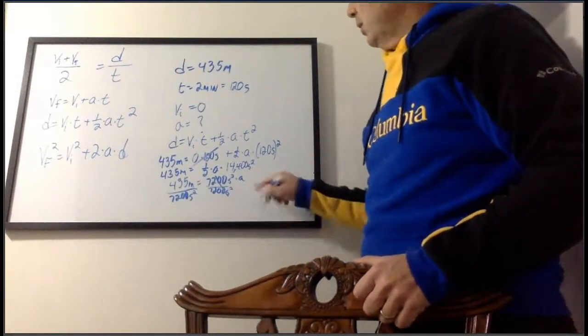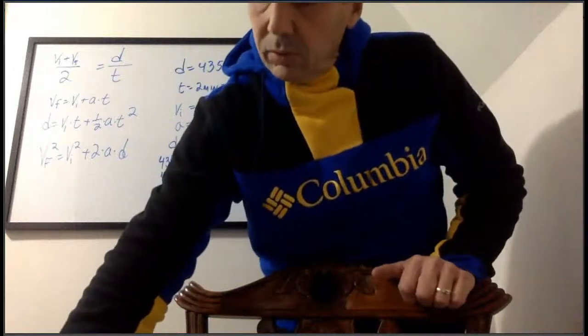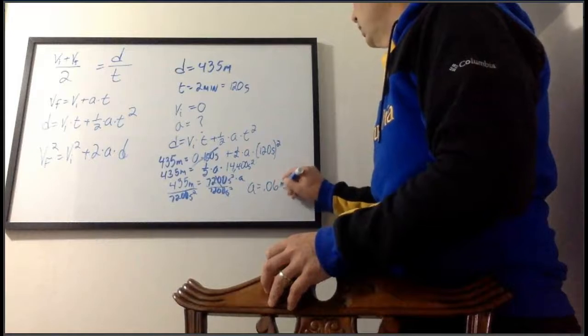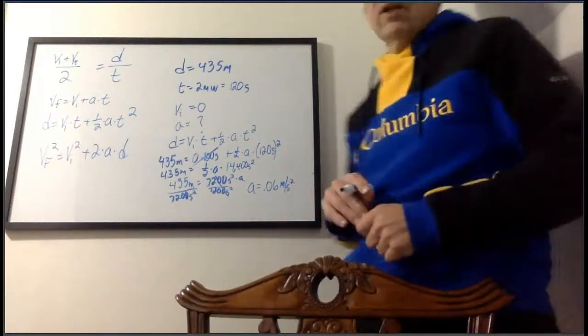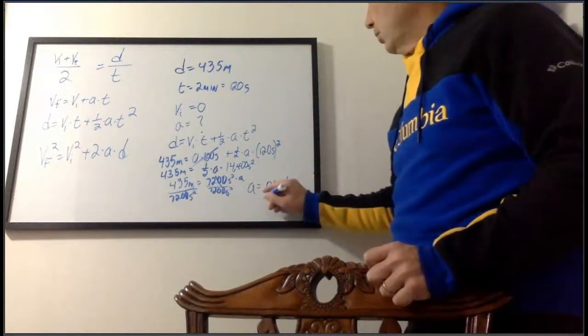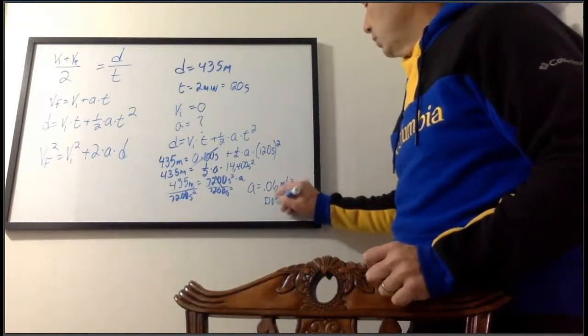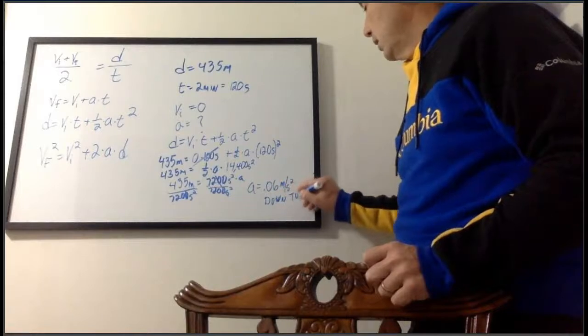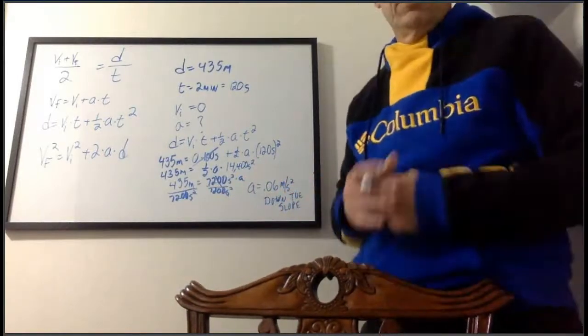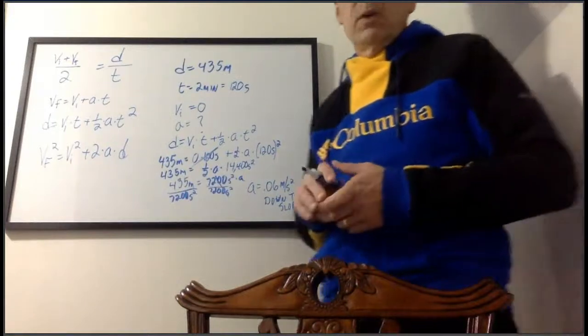Okay, so now I'm just going to do the calculation. So 435 divided by 7,200. And my acceleration is 0.06. So A equals 0.06 meters per second squared. Now, I don't know the direction other than to say down the slope. So we want to try and put directions in when we can. This problem was limited, but that does give some specificity to where John was going.